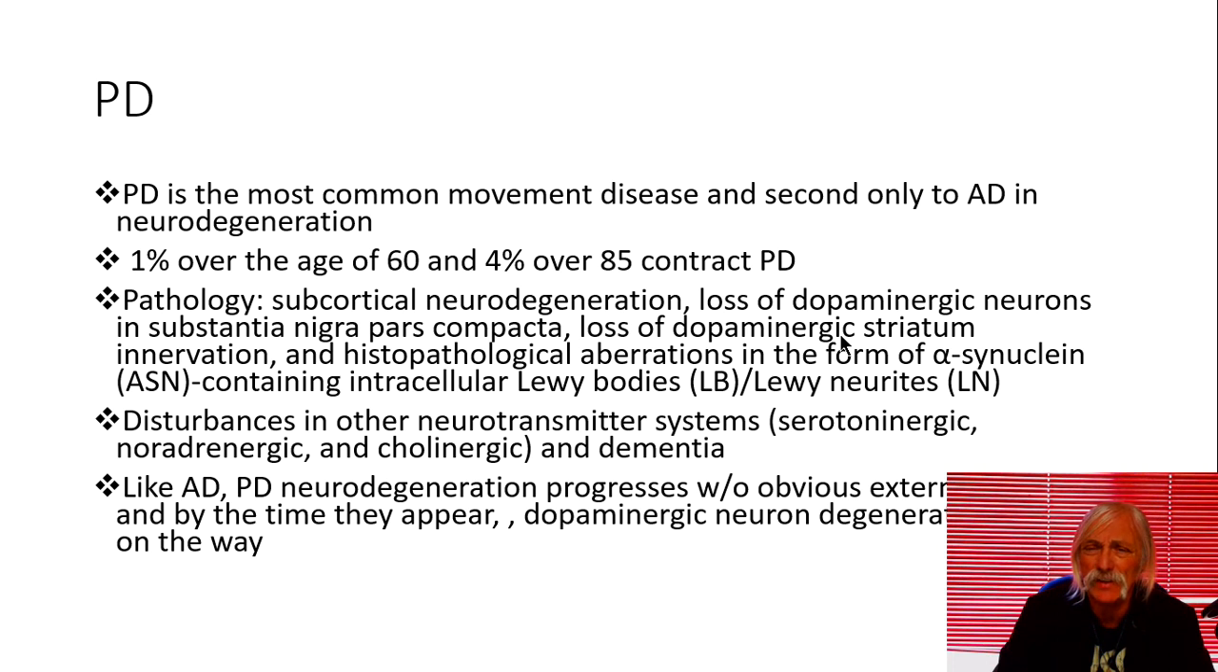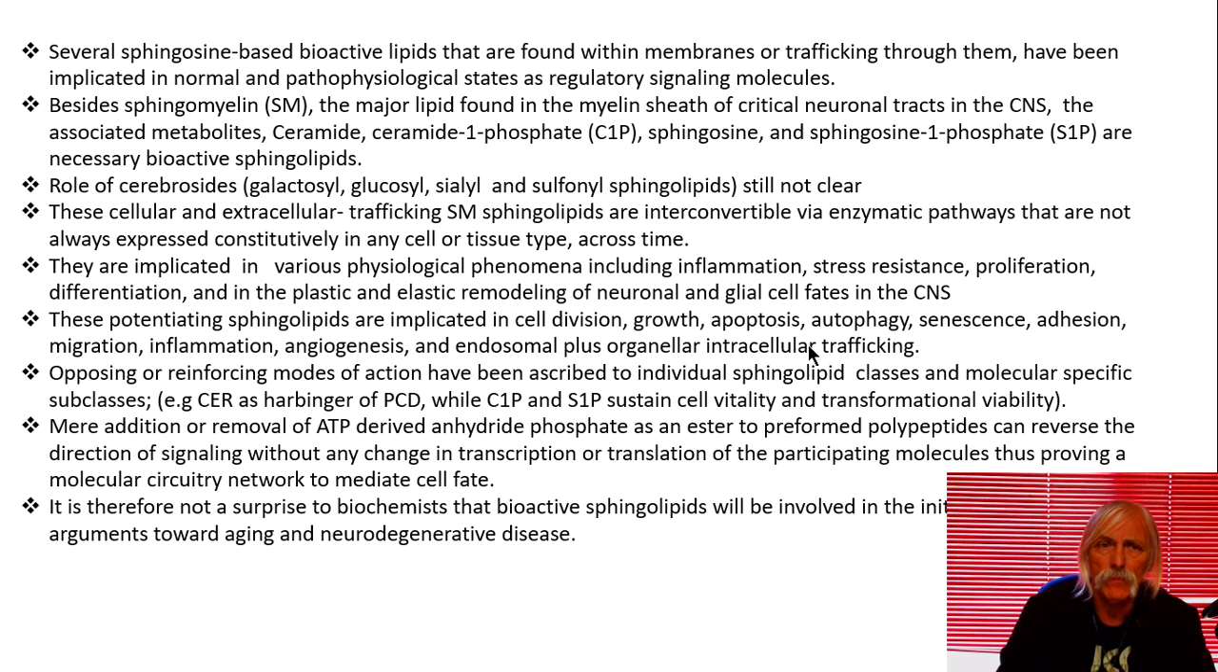It's a particular kind of histopathology that has been described. There are disturbances in neurotransmitter systems, including the serotonergic, the noradrenergic, and the cholinergic, and of course you get dementia also in Parkinson's like you do with AD. So like AD, PD is a neurodegenerative disease that progresses without any obvious external symptoms for a while. And by the time they appear, the dopaminergic neuronal degeneration is well on the way. So it's really one of those terrible diseases where you don't know until it's too late.